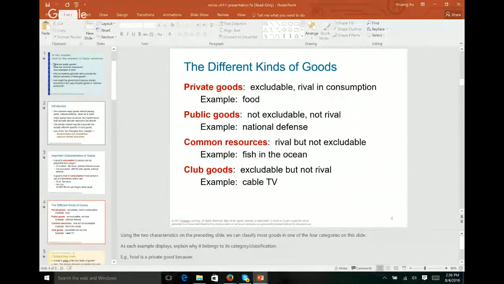So cable TV would be an example of a club good, and any of those paid content on TV are also club goods. That means one person's consumption doesn't lower the other person's consumption, but in order to consume this good, you've got to pay for it. So they are a way to exclude other people from consuming the same good. Therefore, they're called club goods. So make sure you know the difference between the four.